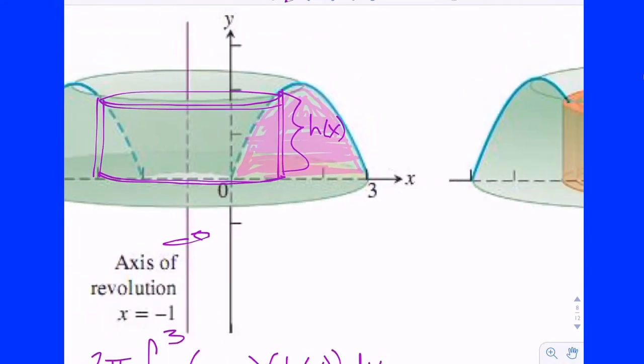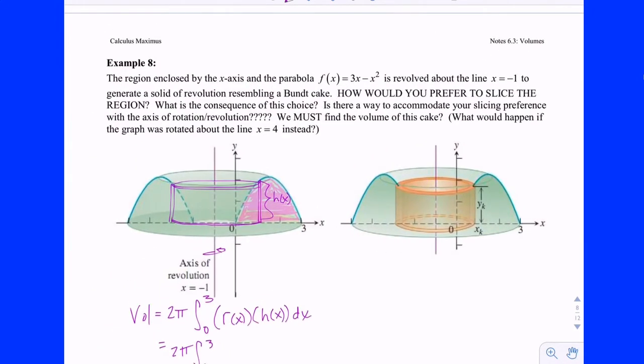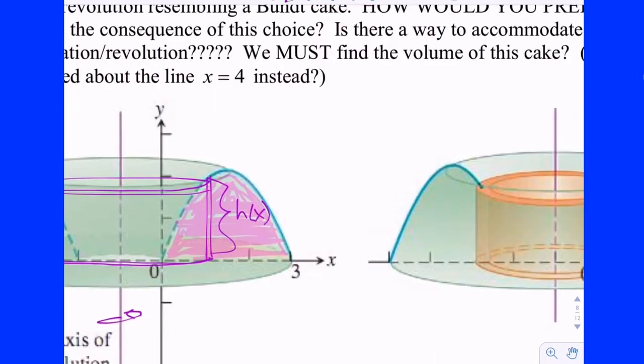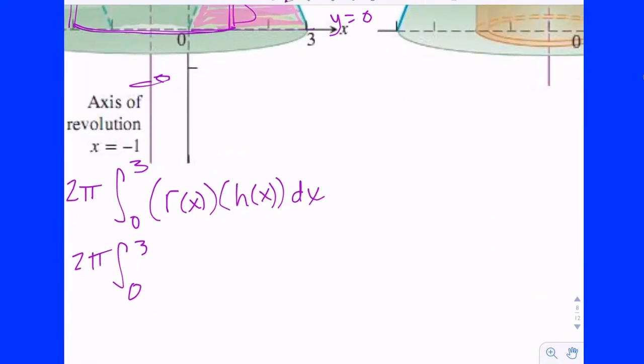So the top curve is just, what's the equation? 3x minus x squared. And the bottom curve is y equals 0. So let's go ahead and write that in there. I'm going to leave a little space. It's going to be 3x minus x squared. That's the top curve. Minus the bottom curve is 0. Now, of course, you don't have to put minus 0, but I always do for inventory purposes.